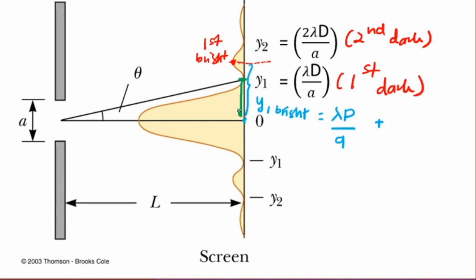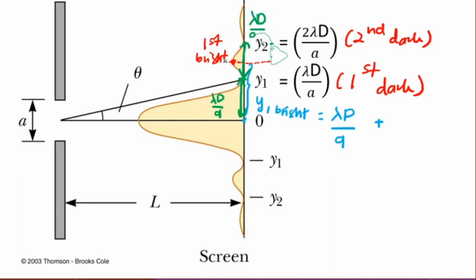Okay, so here to here is lambda d over a, and from here to another dark fringe is lambda d over a. So that's why y2 second dark is equal to twice lambda d over a. From the center, lambda d over a plus lambda d over a. So y2 dark is equal to 2 lambda d over a.